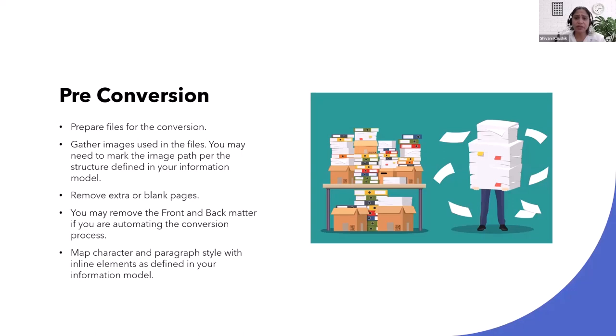If you're automating the process, you need to test on initial files and verify if the outcome is per your requirements. If they are not coming as you expected, then you may need to again change the migration rules and run it through a few more files.